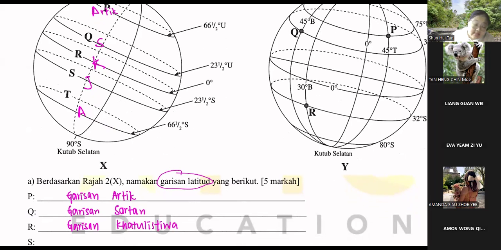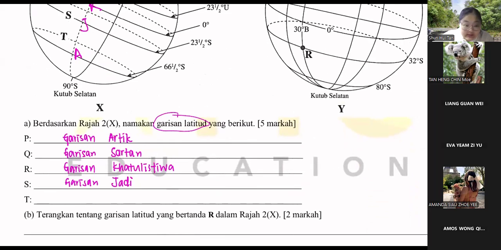All right? And Garisan Jadi, followed by the last one, Garisan Antarctica. All right?